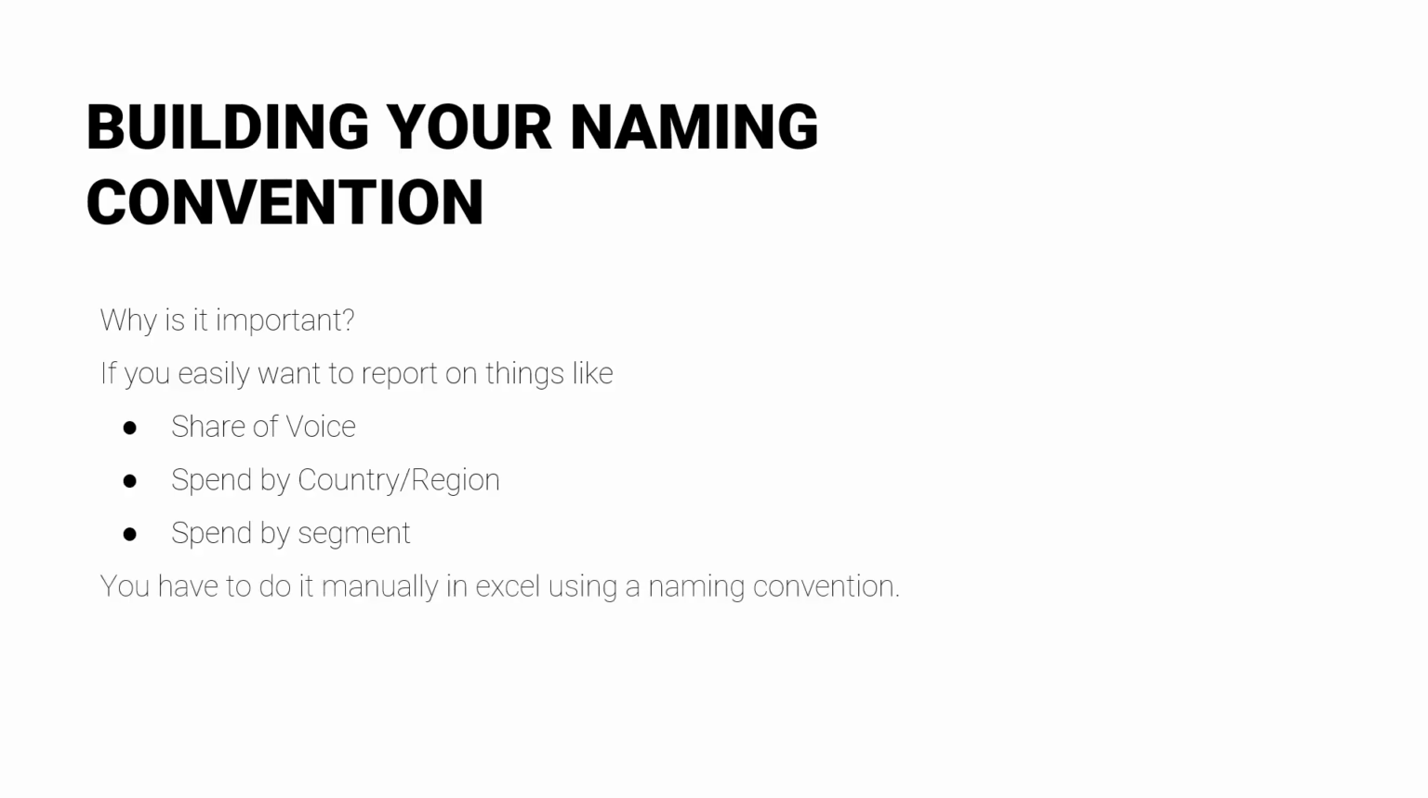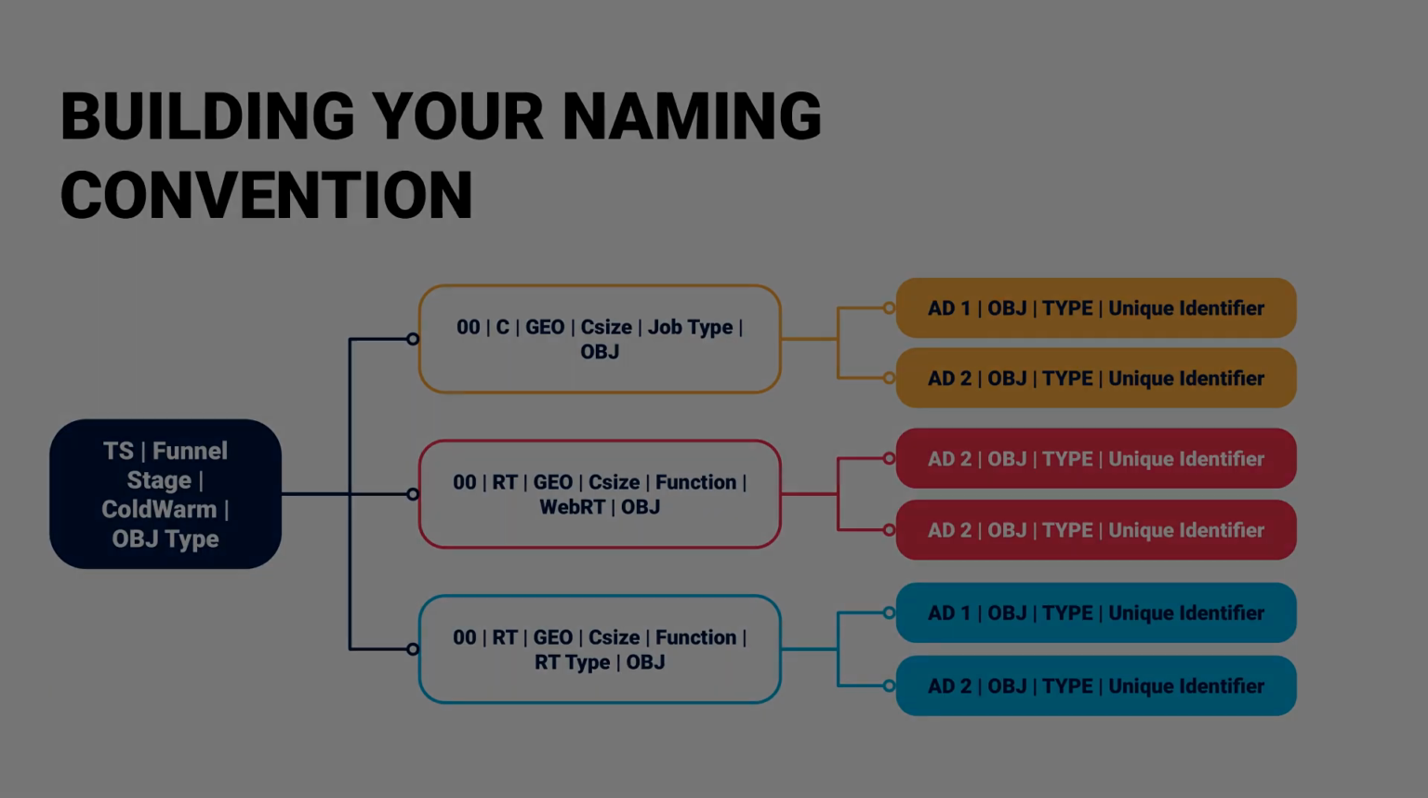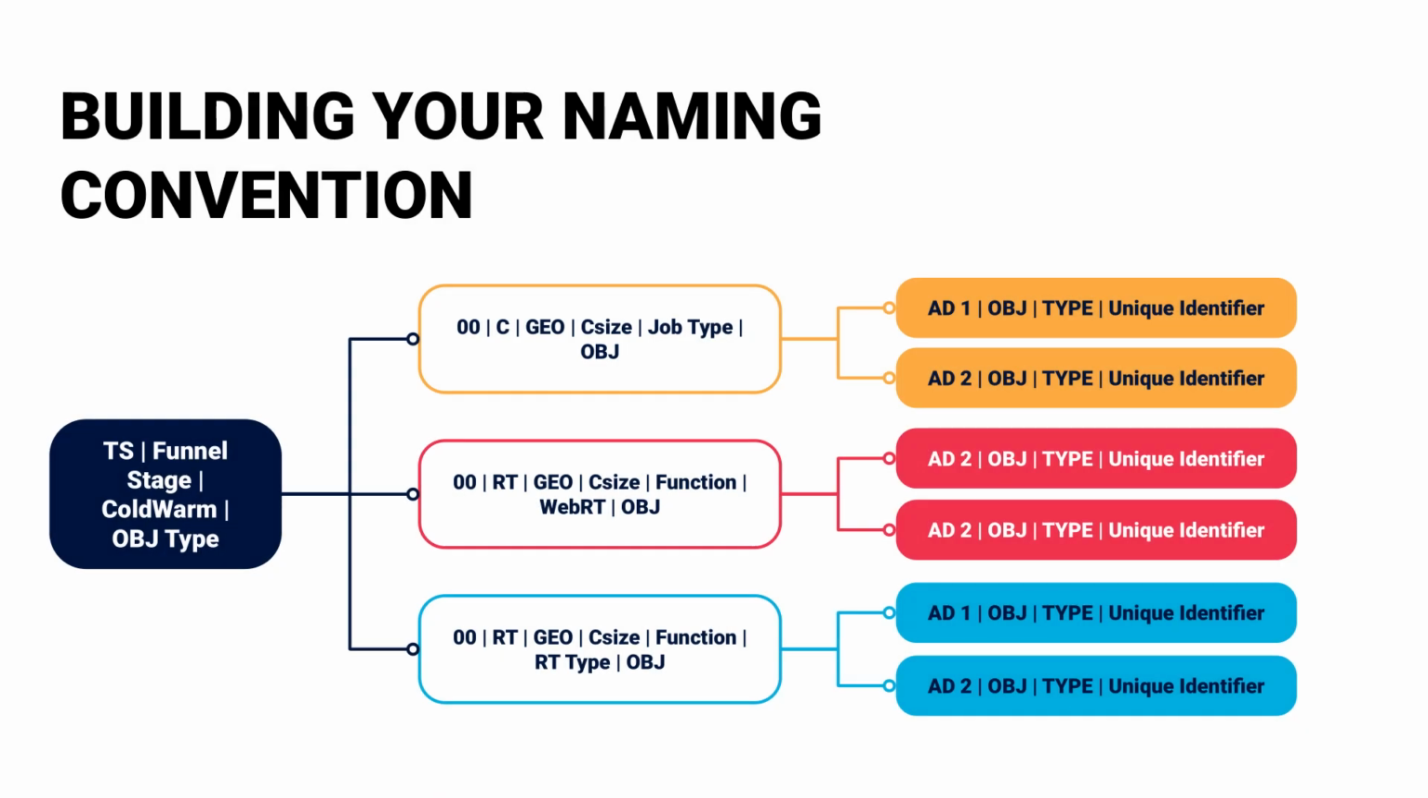If you use a naming convention, you'll be able to collate all the data using the naming convention. You have to do these things manually in Excel, but using a naming convention is a really clever way to do that. So this is how I like to build my naming convention. The first here is your group naming convention.